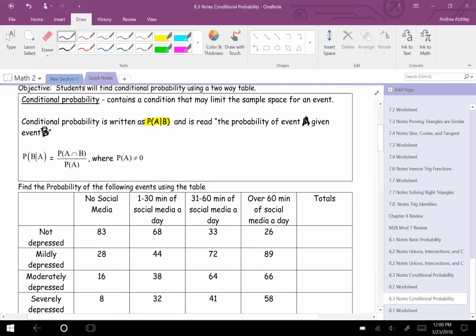This formula too then is, okay, let's just erase this. The probability of A given B is equal to the probability of B and A divided by the probability of B. Any questions over that? We're all good?